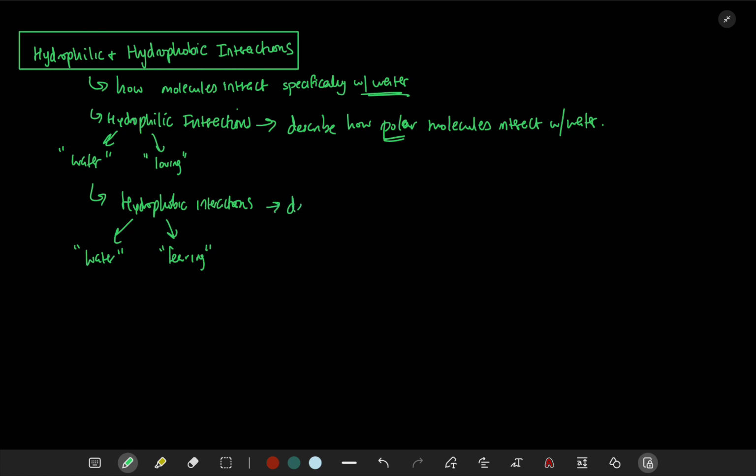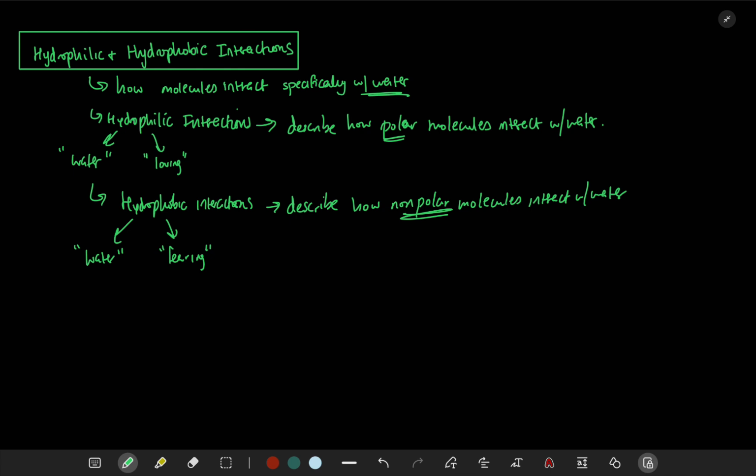So they basically describe how nonpolar molecules interact with water, right? So we said that polar molecules will interact with other polar molecules through those weak attractive forces due to the opposing partial charges. And when polar molecules interact with water, it's called a hydrophilic interaction, right? Because polar molecules are water-loving due to their similarity in partial charges, and as a result can attract water molecules, or water molecules can attract polar molecules, and vice versa.